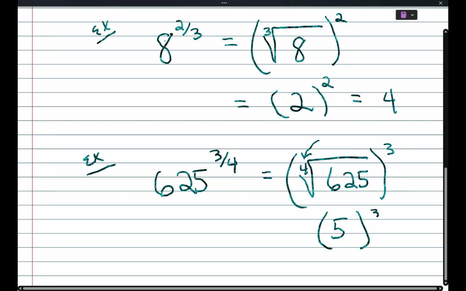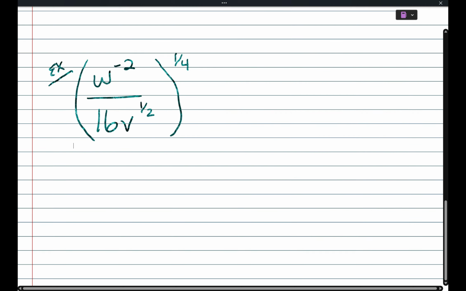And now we're still raising it to the third power. Well, 5 times 5 is 25 times another 5 is 125. So now let's take this in a different direction.